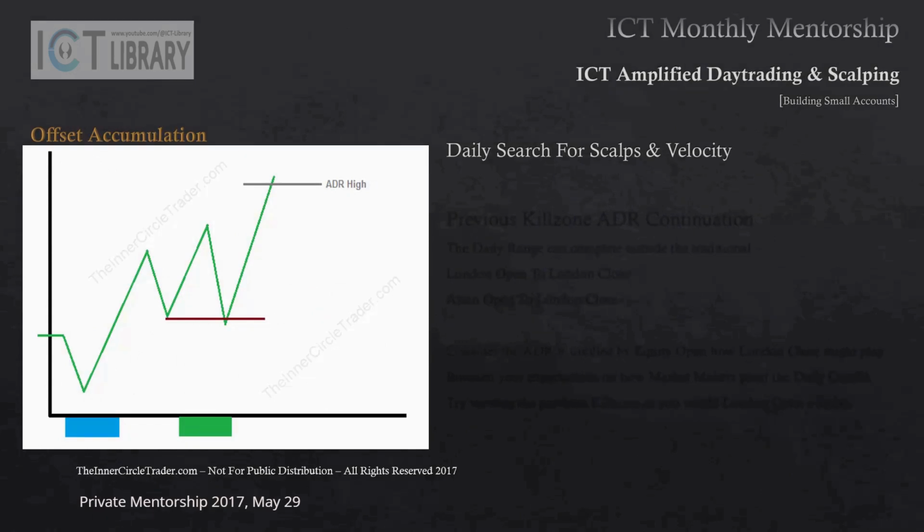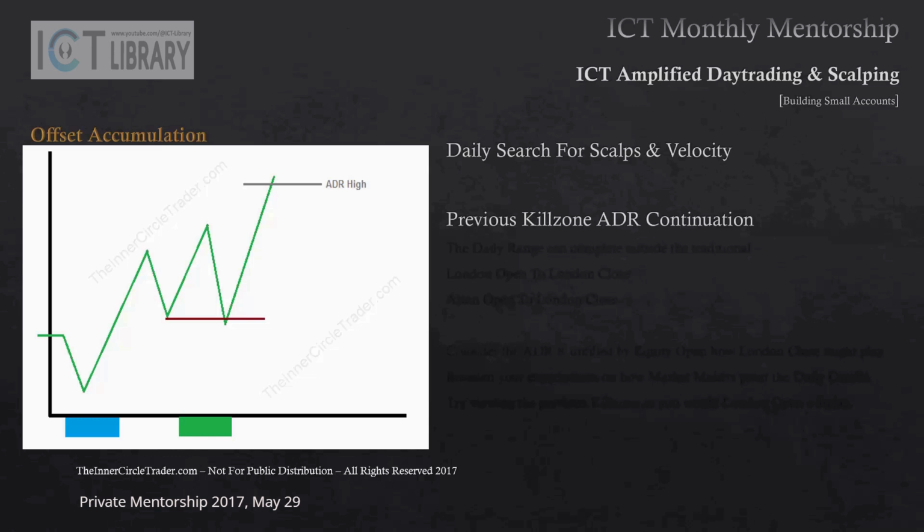Okay, when we're looking for daily scalps or intraday session setups, basically we're doing a daily search for scalps and velocity. Now, what do I mean by that? Well, first we have to consider a few things. When we look at kill zones and contrast that with the fulfillment of ADR, what I want you to think about is the opportunities that exist when ADR is yet to be fulfilled for the day.